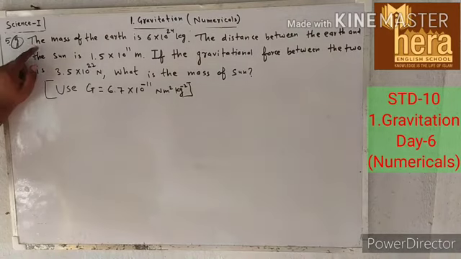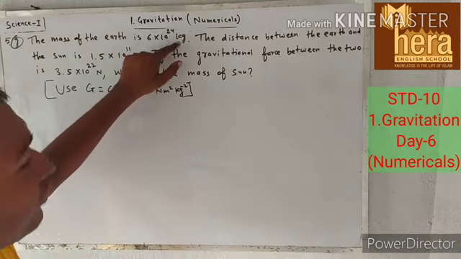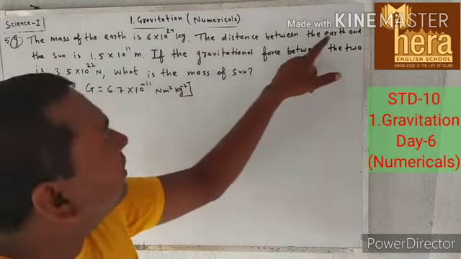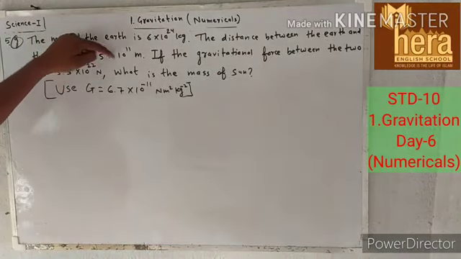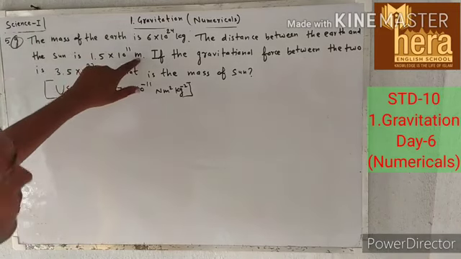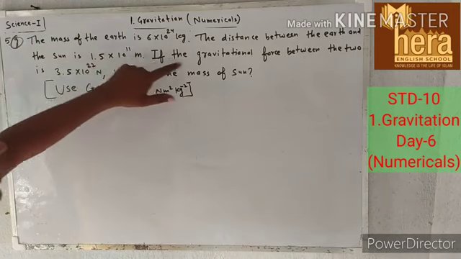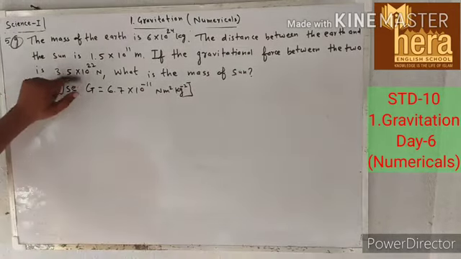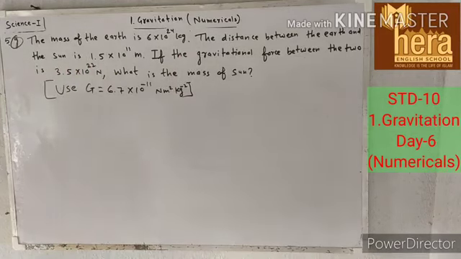Next is: the mass of the Earth is 6 into 10 raised to 24 kilogram. The distance between the Earth and the Sun is 1.5 into 10 raised to 11 meter. See, no need to change. If the gravitational force between the two is 3.5 into 10 raised to 22 Newton, what is the mass of the Sun? Given.